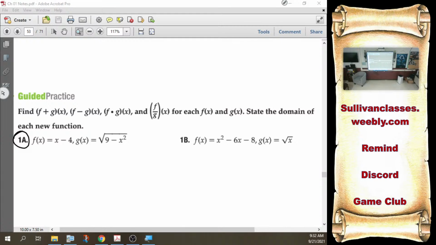All right. All four, add, subtract, multiply, and divide with those two functions. Tell me the domain of each. Are we doing these, or can I take up the whole space? Just start with A for now. I don't think we'll do B. Well, this is gonna take up a lot of space, so I really don't want to do this.